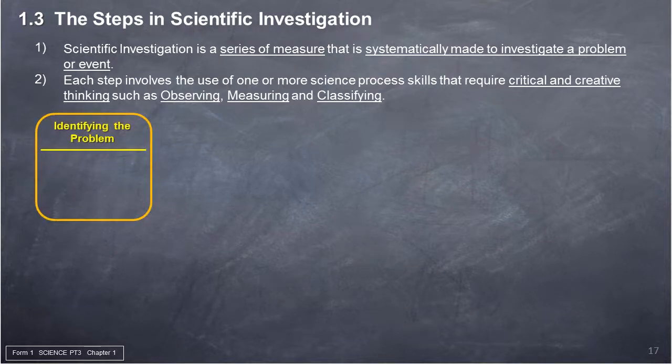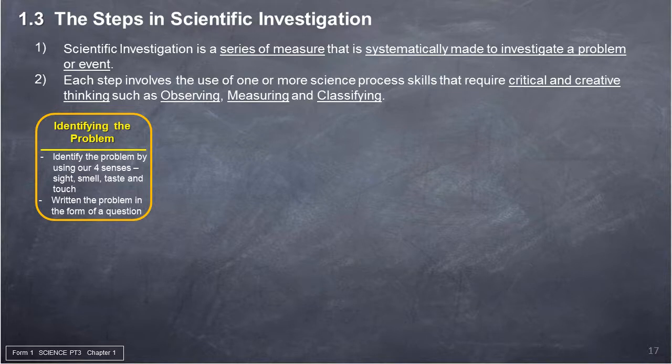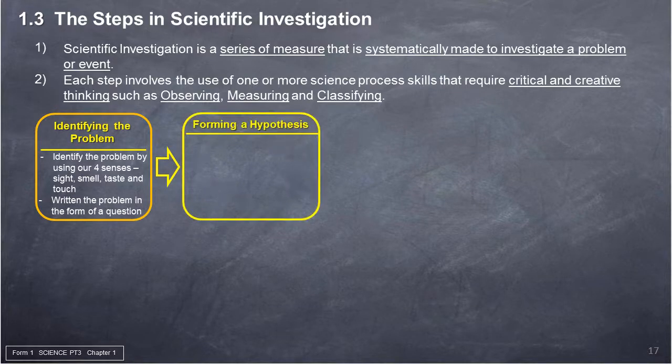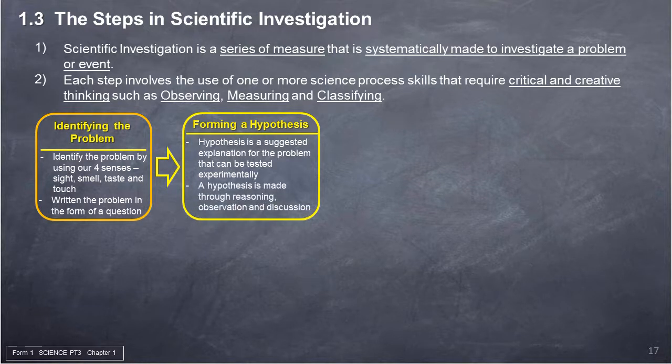Identifying the problem. Identify the problem by using our four senses: sight, smell, taste and touch. Write the problem in the form of a question. Forming a hypothesis. Hypothesis is a suggested explanation for the problem that can be tested experimentally. A hypothesis is made through reasoning, observation and discussion.